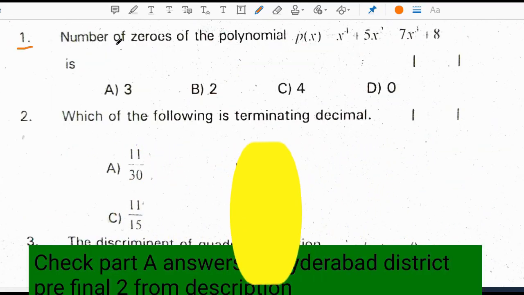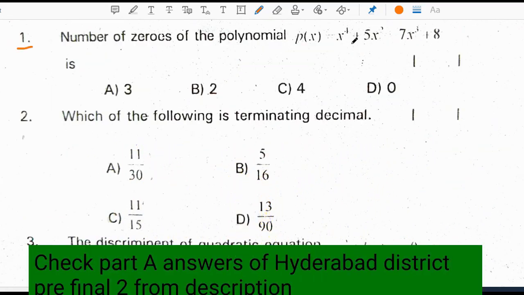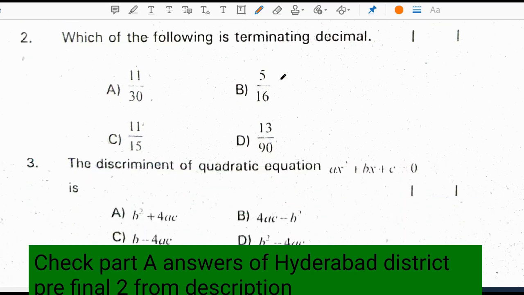Question number one. Find the number of zeros of the polynomial p of x is equal to x to the power of 4 plus 5x square minus 7x cube plus 8. So number of zeros means the utmost zeros will be the degree of the polynomial. So maximum zeros will be 4. Correct option is C.